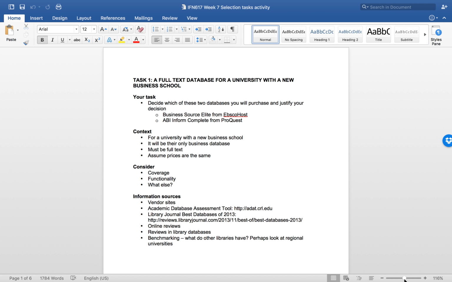So the first task is you need to buy a full text database for a university with a new business school, and you need to decide which of the databases you'd purchase and justify your decision. So would you buy a database from EBSCOhost or from ProQuest? We've given you a context here. We've asked you to consider the coverage, the functionality, anything else you might want to. And we've given you a few information sources that you might like to look at. So vendor sites, academic database assessment tools, online reviews, reviews in library databases, and benchmarking. Looking at what other libraries have.